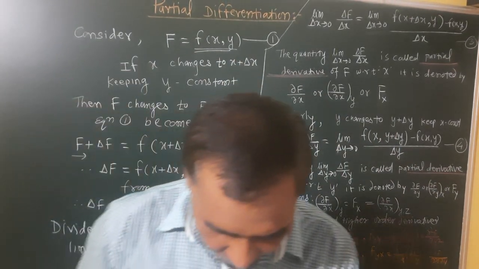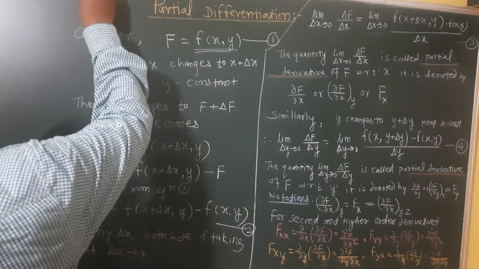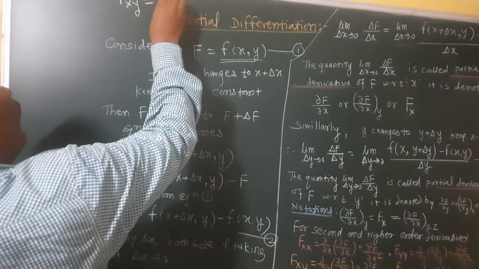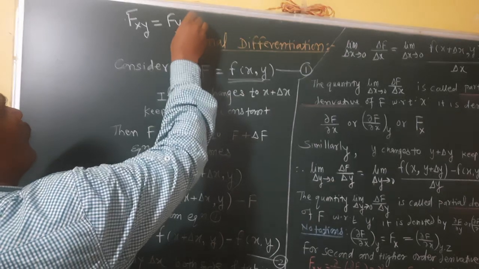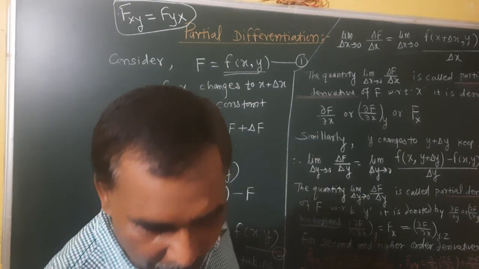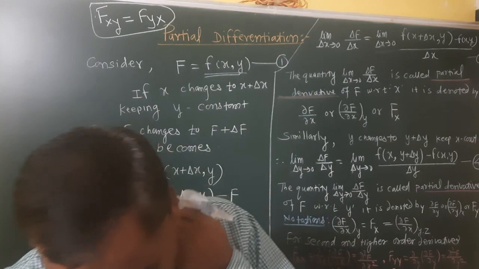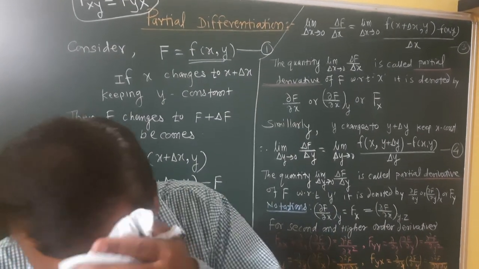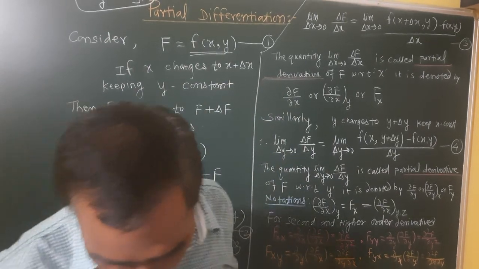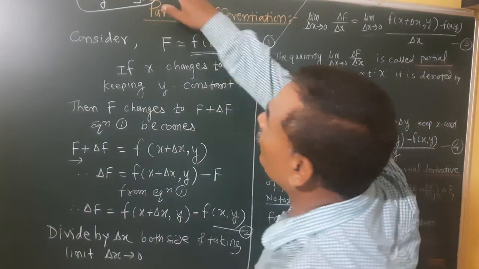Finally, for a continuous function, we have to write that f of xy is equals to f of yx. This is called the mixed partial derivative. Therefore, for the continuous function, if the function f and its first order partial derivatives are continuous, the order of differentiation is not important. That is f of xy is equals to f of yx.